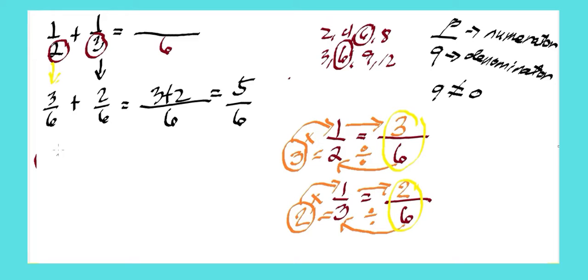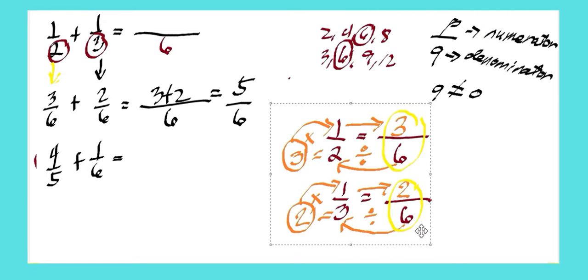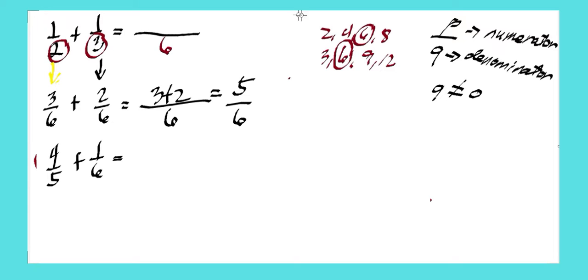Another example. We got 4/5 plus 1/6. Okay, now what is the LCD of 5 and 6? So if you are just going to skip counting, okay, I'm just going to erase this thing so that we have, okay. Now, what is the LCD of 5 and 6? So if you're going to skip counting by 5 and by 6, the first number that they are the same is 30. Okay, so 30 is our LCD.